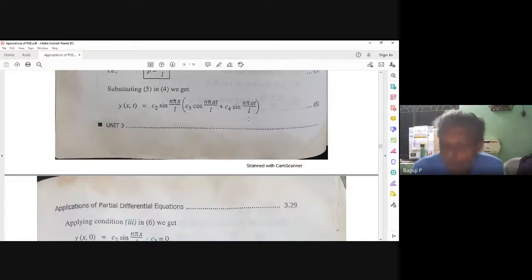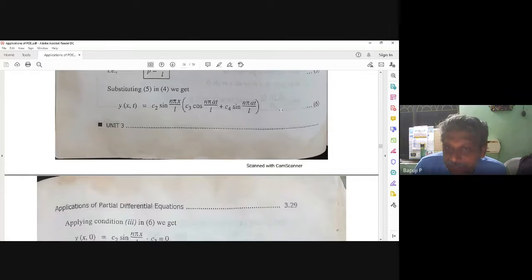C4. But always you can compare this problem with what I am doing, the other problem. This skeleton you can remember. At least step by step, even if you make small mistakes in between, you can blindly write C4 is equal to 0 for that problem. Here who is 0? C3. If C3 is 0, what will my equation become? C2 sin n pi x by L, C4 sin n pi a t by L.